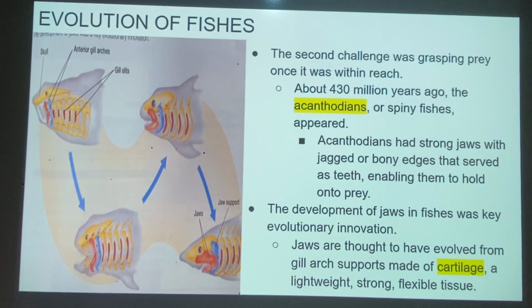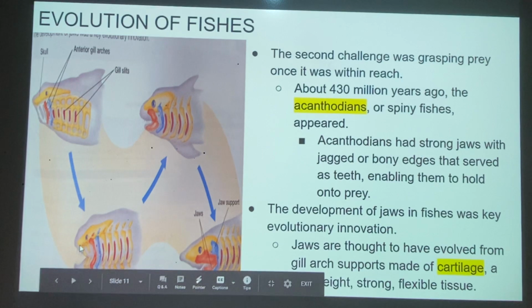The development of the jaw in the fish was a key evolutionary innovation, though, because the jaws are thought to have come from the gill arch supports, which were made of cartilage. We know that cartilage is a lightweight, strong, flexible tissue. So we believe if we started here, these are their gill arches, the white and transitioning into the yellow there, where there's clearly no jaw, and that eventually we were able to split those gill arches and make a mouth.